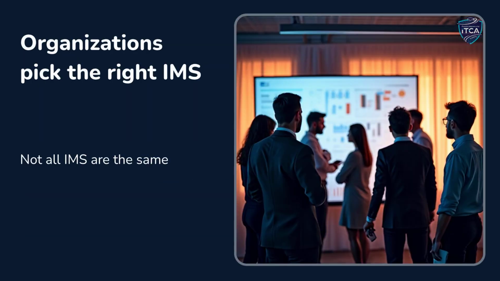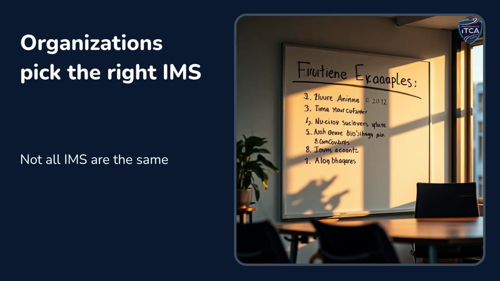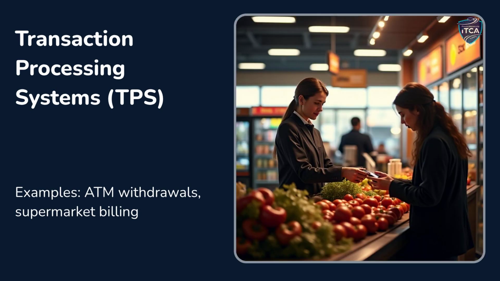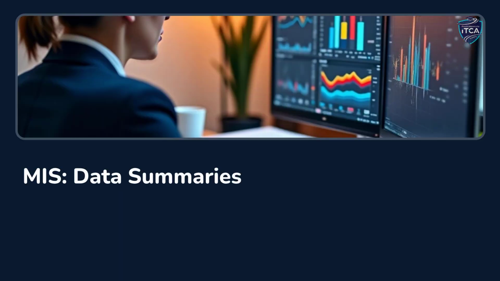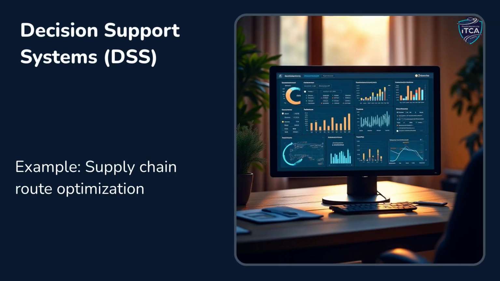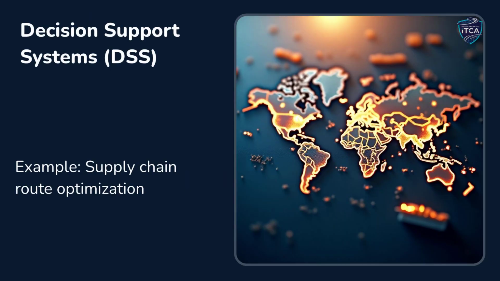Not all IMS are the same. Organizations pick the right one for their needs. Here are some examples. Transaction Processing Systems, TPS, record daily transactions. Example: ATM withdrawals, supermarket billing. Management Information Systems, MIS, summarize data for managers. Example: sales dashboards. Decision Support Systems, DSS, help managers make better decisions. Example: supply chain route optimization.